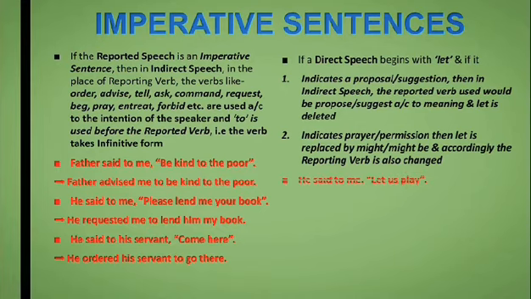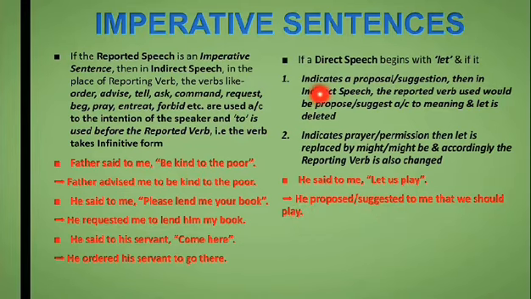Let's see some examples. This is for the first one. Let us play. This shows a proposal or suggestion. He said to me, let us play. He proposed or suggested to me that we should play.